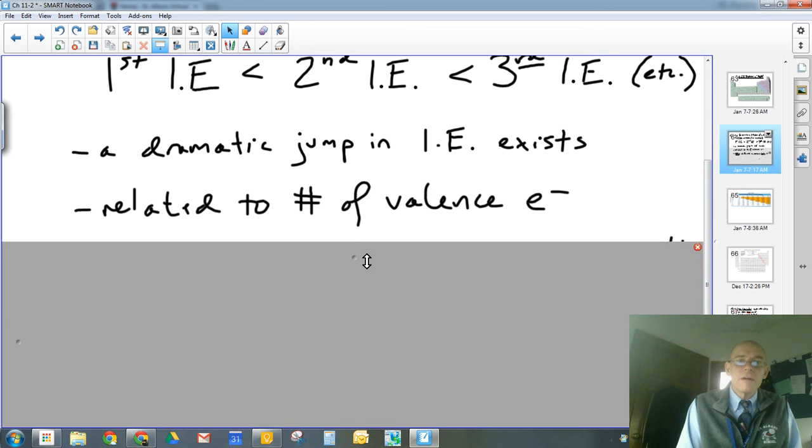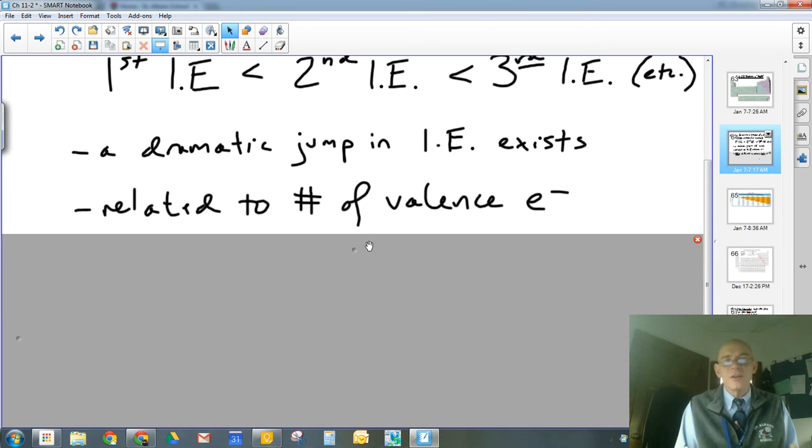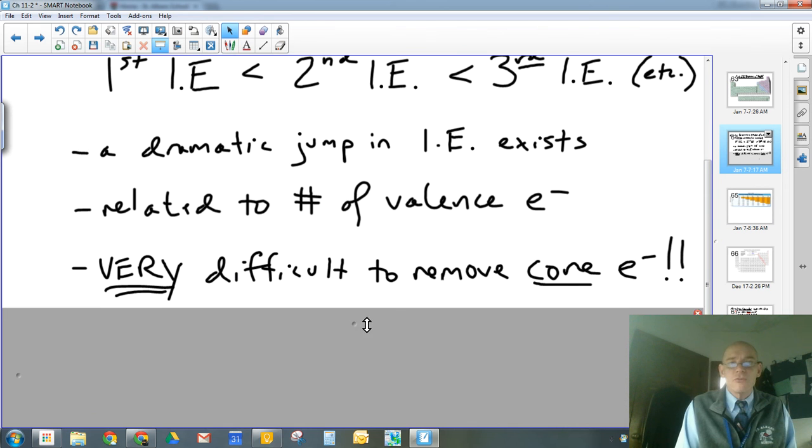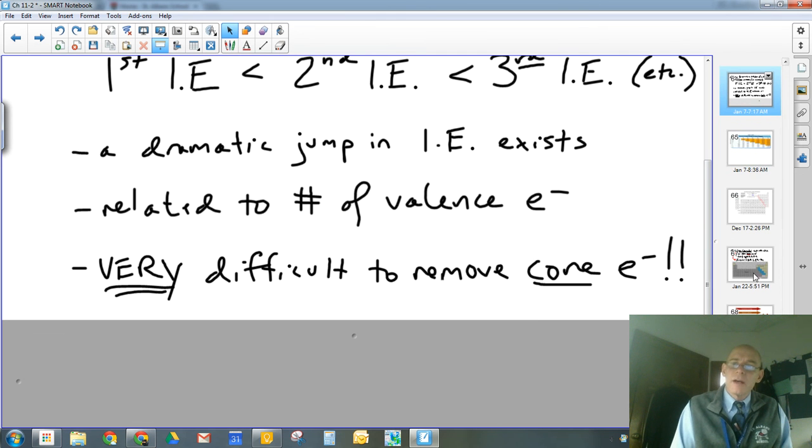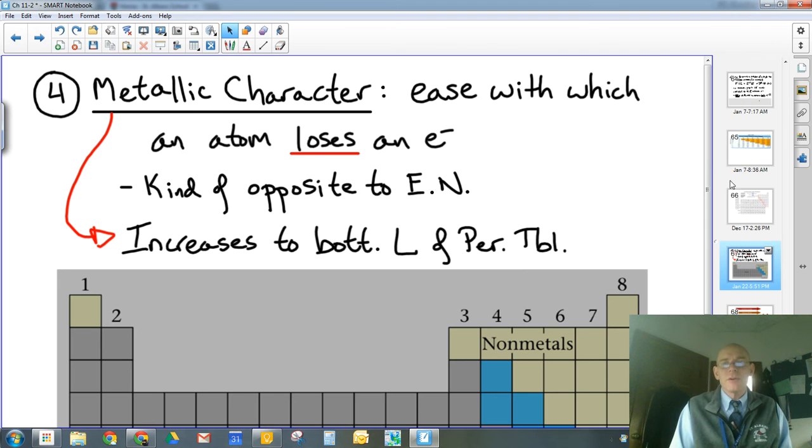So the ionization energies are related to whether an electron is a valence electron or not, and valence electrons are relatively easy to pull off, relatively low ionization energies. But when you get to a core electron inside the valence shell, then it's really difficult. The energies are huge to remove that core electron.